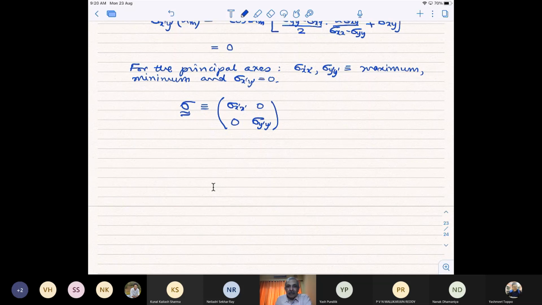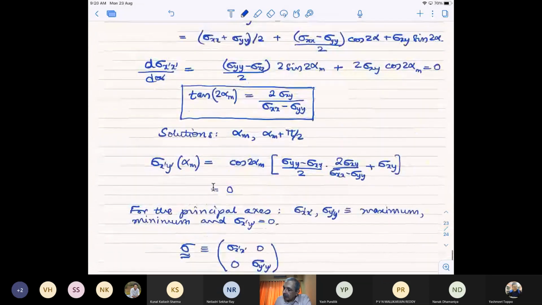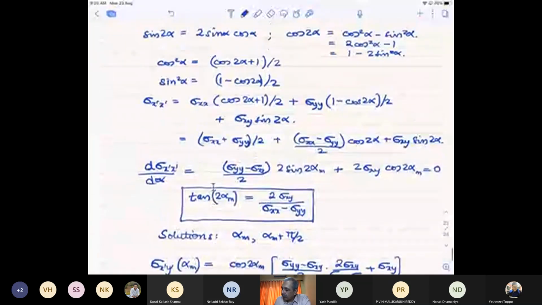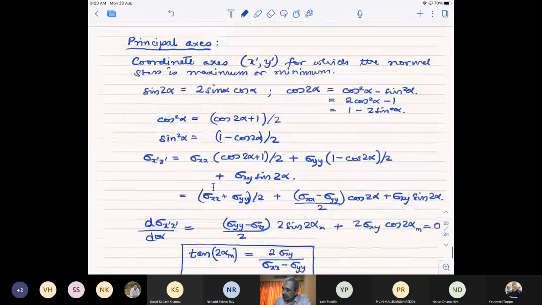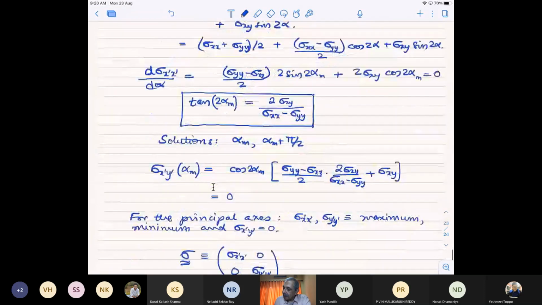So we can express now, essentially what we'd like to do is calculate what would be the maximum. So we have found out the angle at which the stresses are maximum or minimum.